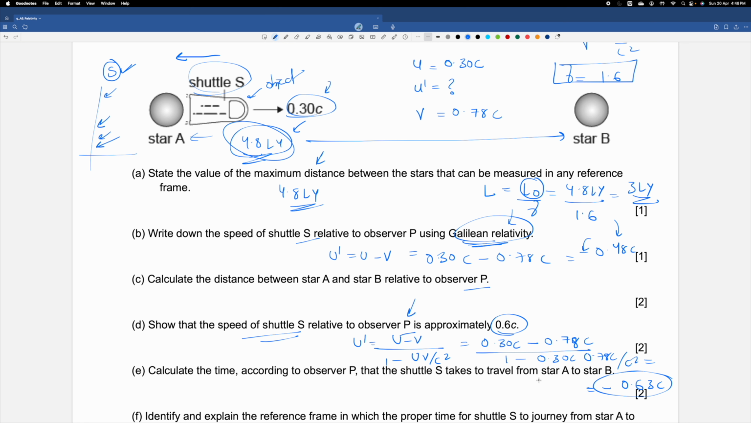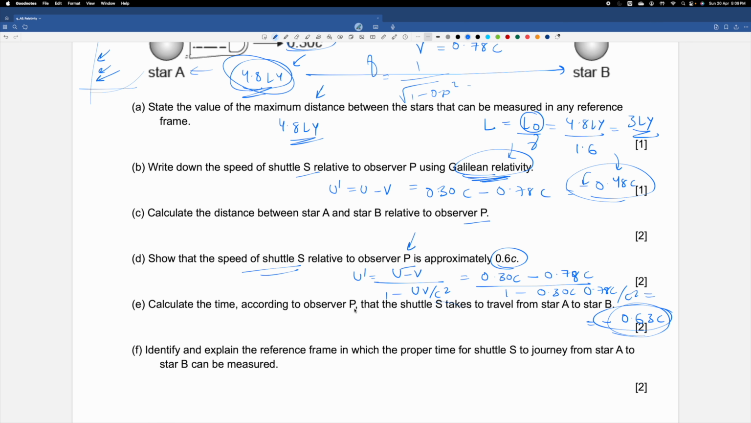But as you can clearly see here, with Galilean relativity we found it to be 0.48c, but with Einstein relativity it is 0.63c. And as we know, there are a lot of other evidences that prove that Einstein relativity is more accurate compared to Galilean relativity for an object moving with speed close to the speed of light.